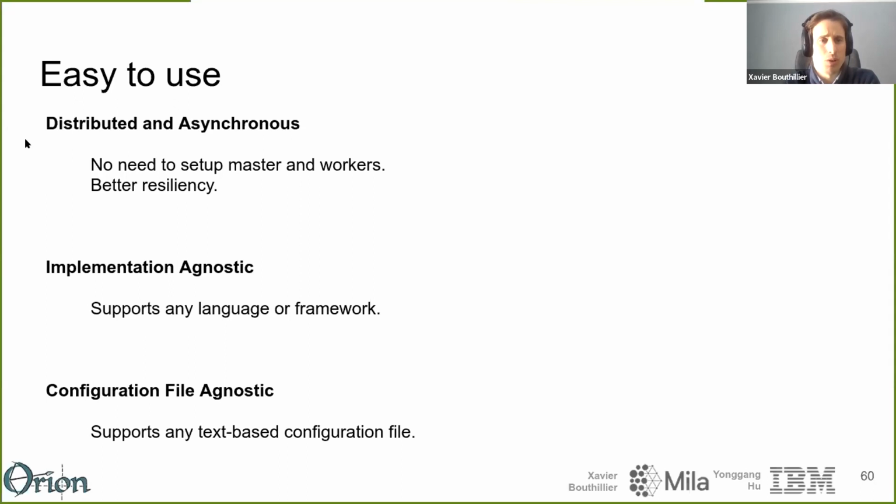It is distributed and asynchronous. So there's no need to set up a master and workers. This gives better resiliency. It's easier to use. It's also implementation agnostic. Most of the people are working on Python. But in any case, if you're working on a different language, through the command line API, you can use Orion on any type of scripts. And also, if you want to define your search space in some configuration file, Orion is agnostic to any type of text-based configuration file. And so the search space can be defined in any of these.